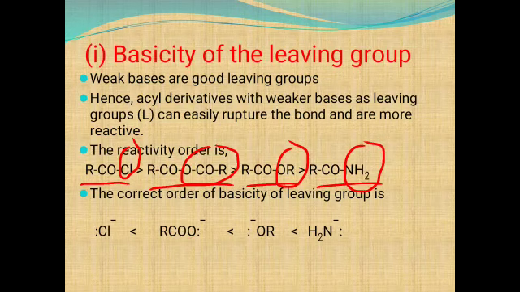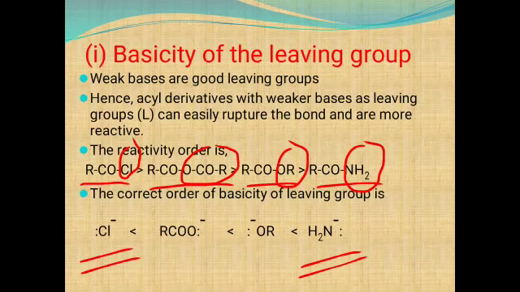So which is the weak basic leaving group? Come to the 4th point. The correct order of basicity of the leaving group is Cl minus is less basic than RCOO minus, which is less basic than OR minus, which is less basic than NH2. So among the four, the most powerful leaving group is NH2, and the weakest leaving group is Cl minus.